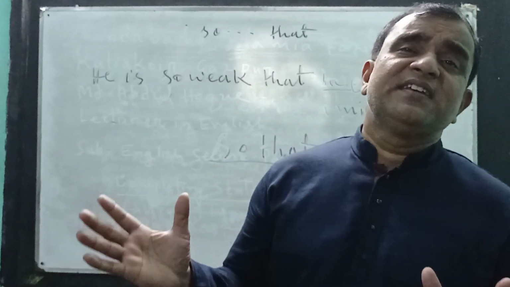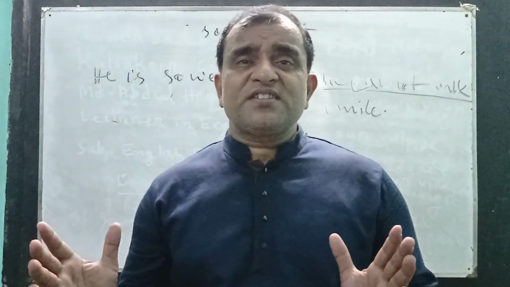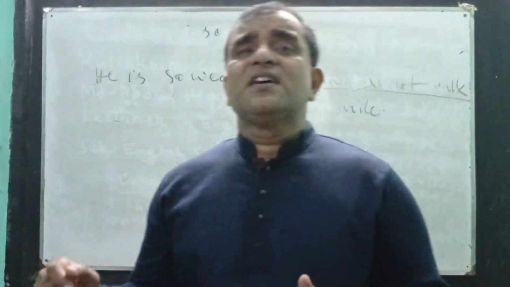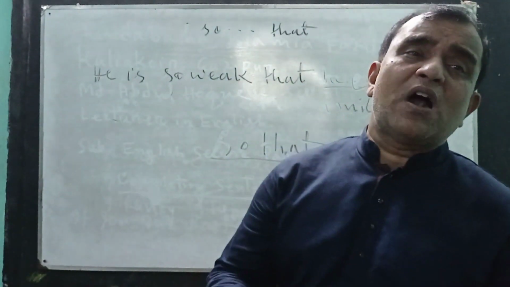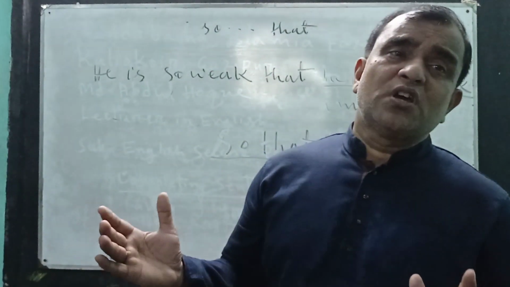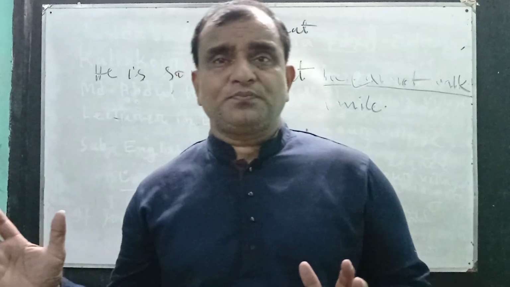When he saw me, he was astonished. "When he saw me" is a dependent clause, and "he was astonished" is an independent clause. But the two are related and depend upon one another. That's why this is a complex sentence, and you will use the tense in the next clause accordingly.